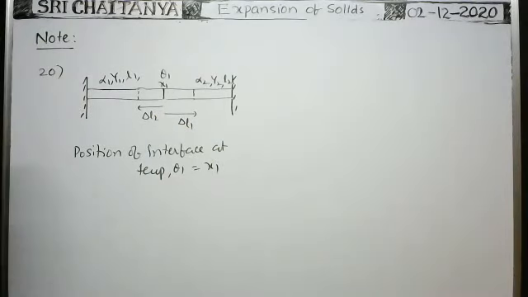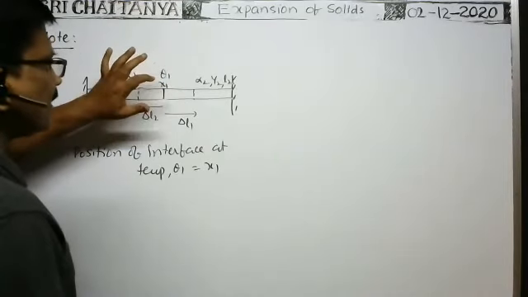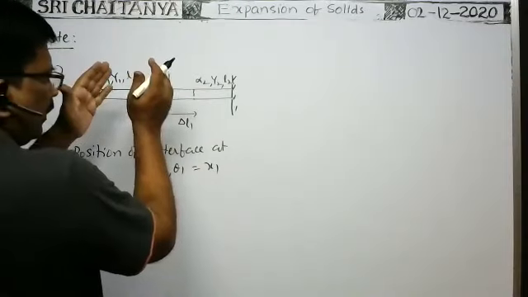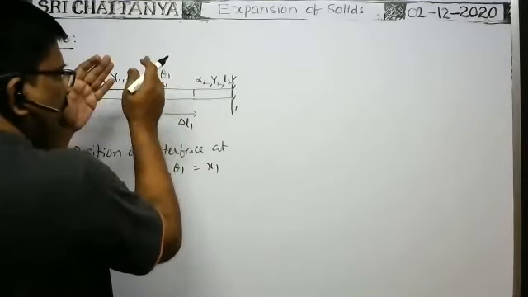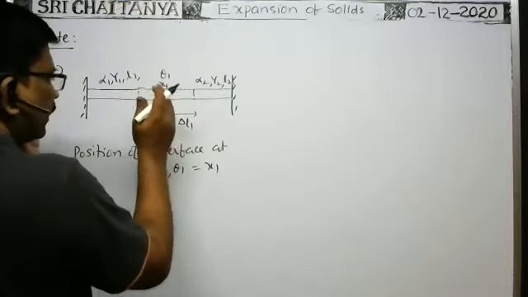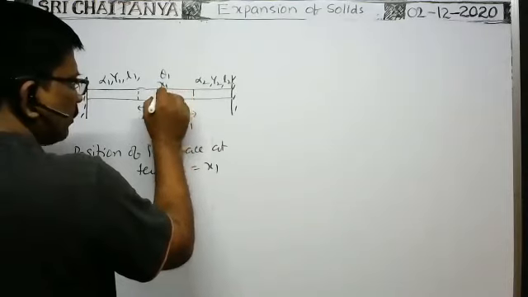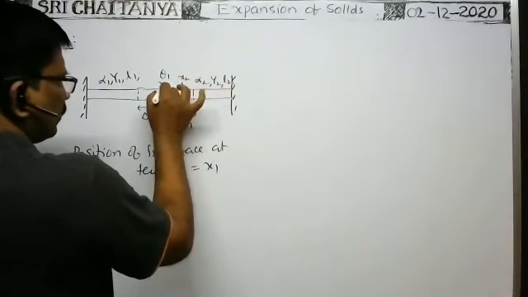Now, but as this is the composite rod, these two are welded together. It is the junction, because the interface is welded or joined together. It was observed that when temperature is increased from theta 1 to theta 2, the junction shifts from this position to this position, X2.